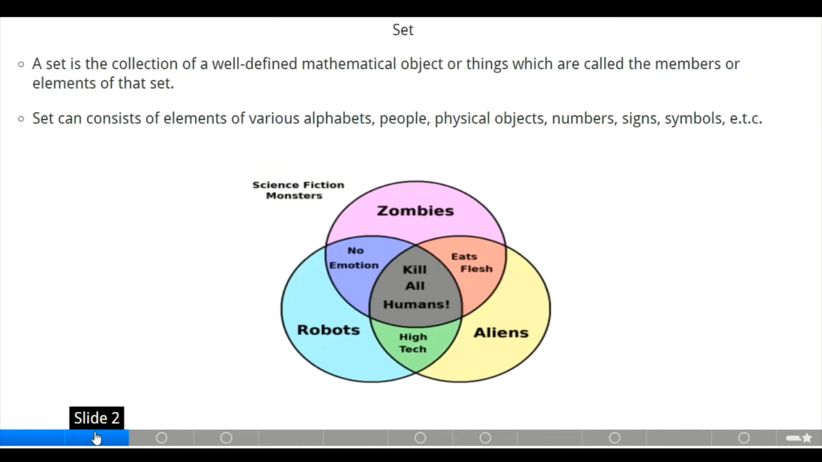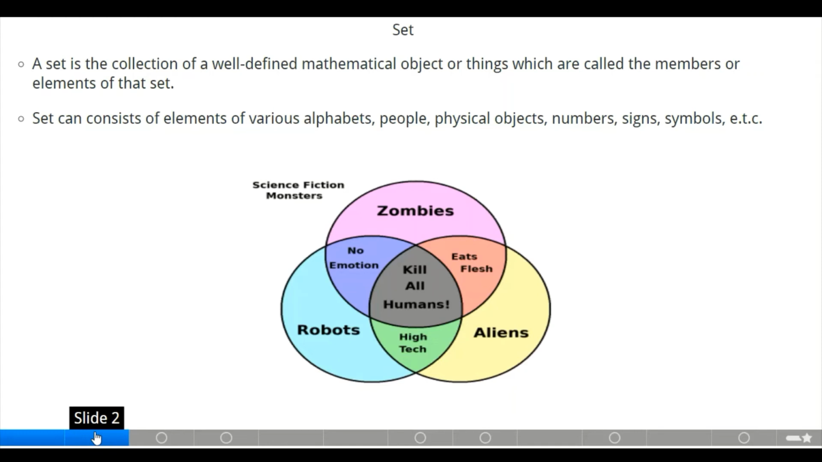A set is a collection of well-defined mathematical objects or things, which are called the members or elements of that set. So when you have well-defined objects, things, materials that are properly arranged, then we can refer to such as a set. And every item, object or thing that is well arranged can be called a member of the set or an element of that set.